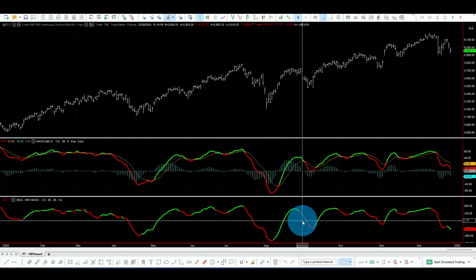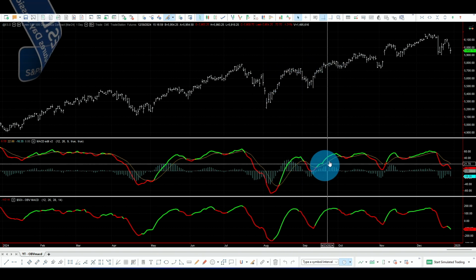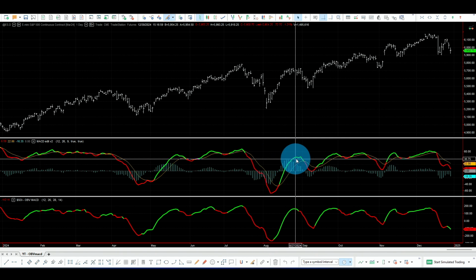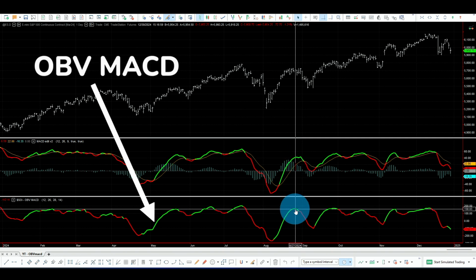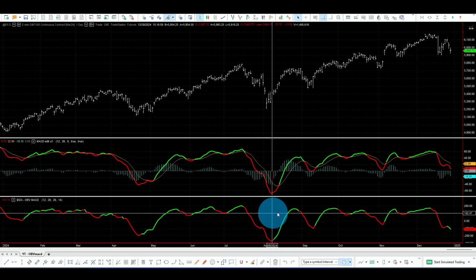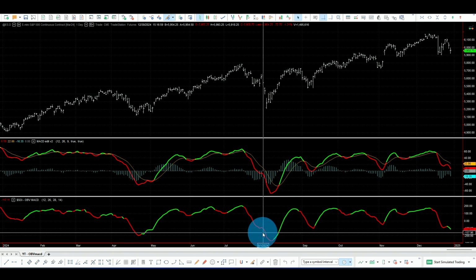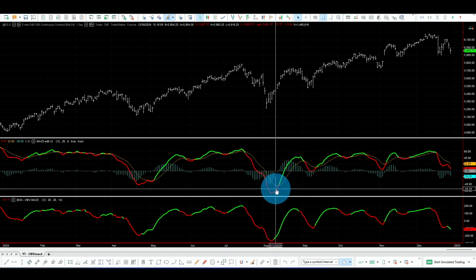So here is the indicator on the chart. I have here the S&P 500 index, and this is the regular MACD. This is the MACD, and this is the signal, which is the average of MACD. And the histogram is the difference between the MACD line and the signal line. And below it here, we have the on-balance volume MACD. From just the first look, it looks extremely similar. But if you dig down, you will see that even though they have the same curve, the on-balance volume MACD looks to react a lot faster than the normal MACD.